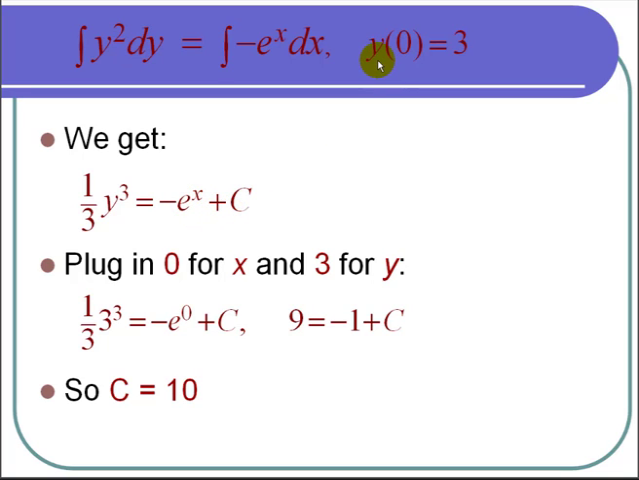Okay, now I'm going to use my initial condition, y of 0 is equal to 3. I plug in 0 for x and 3 for y. So I get 1/3 times 3 cubed is equal to negative e to the 0 plus c. Notice e to the 0 is 1, so I get 1/3 times 3 cubed, which is 27. 27 divided by 3 is 9. So I get 9 is equal to negative 1 plus c. And then add 1 to both sides, and c is 10.